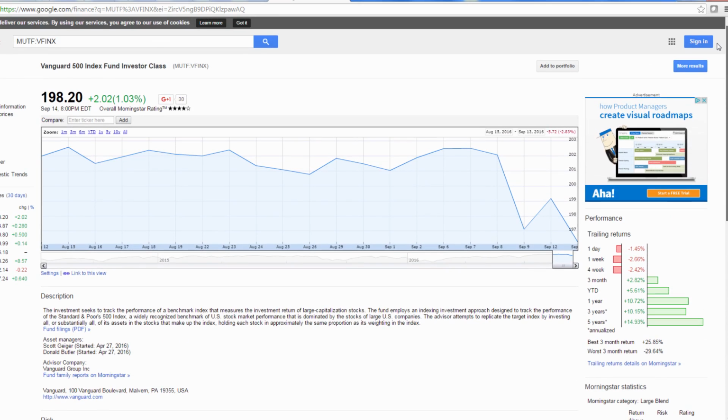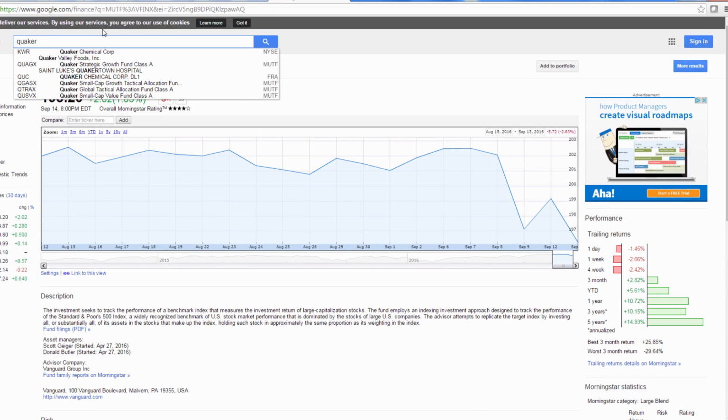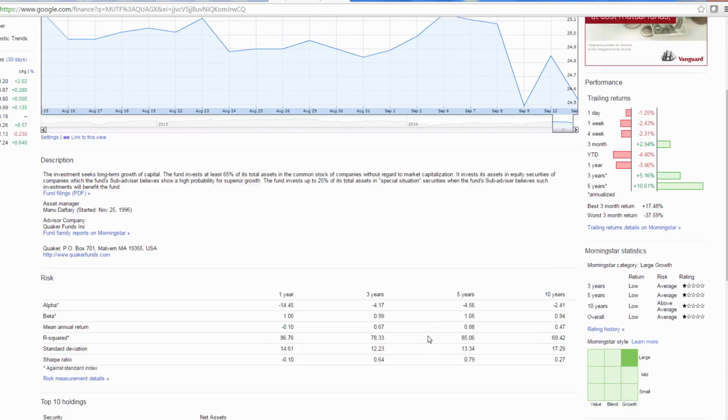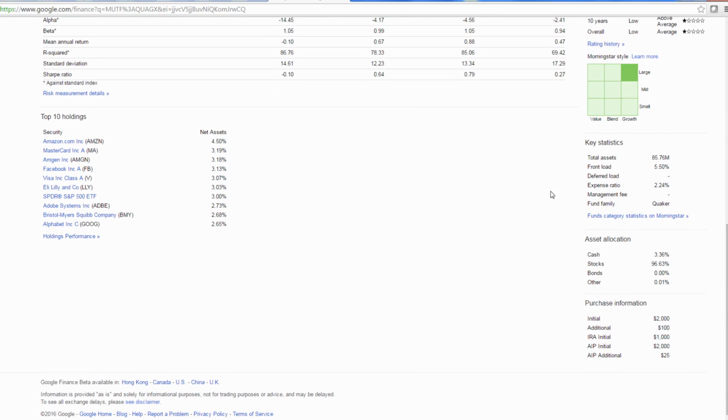Let's compare now to Quaker. You can see how quickly we're able to get this information. If we put in Quaker, and if I didn't know the symbol, I can just type in Quaker and find their Quaker Strategic Growth. We were looking at the A shares, right? That had the big front-end load. So here's Quaker, and I can scroll down and see off to the side a front-end load of 5.5% and an overall expense ratio, not broken down, of 2.24. It's all loaded in there. There's no deferred load, no back-end charge, no extra management fees, but you don't have to worry about that. I'm getting 2.24 every year on that.